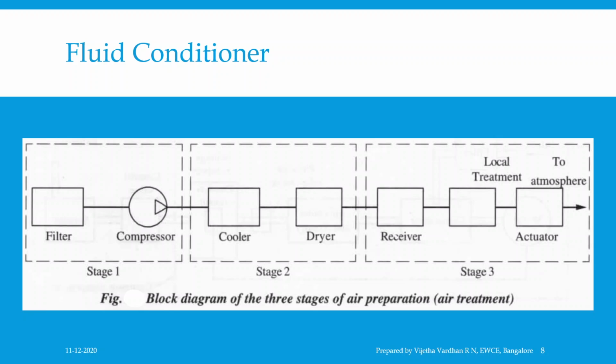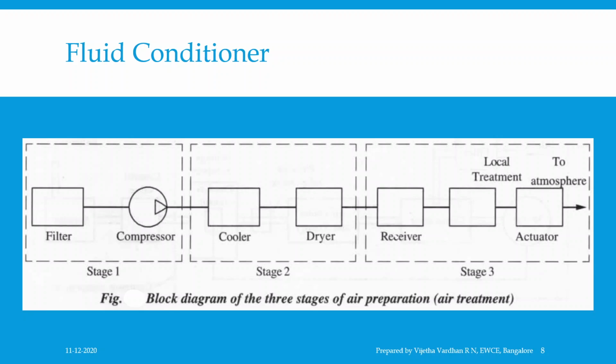Now let us understand how it works in stage 1. The air before entering the compressor is to be free from dust particles and for this a filter is used. If not filtered, the contamination may damage the internal parts of the compressor. Stage 2: due to compression, the air gets heated up. This needs to be cooled and dried to remove moisture content with the help of a dryer. Cooling and drying treatments are also referred to as primary treatment. After primary treatment, the cooled and dry air is delivered to the receiver.